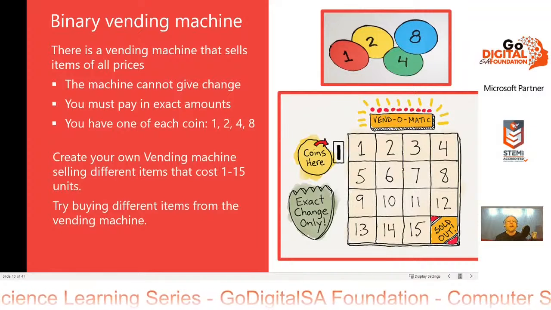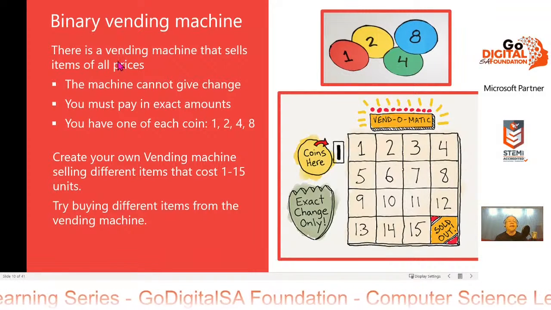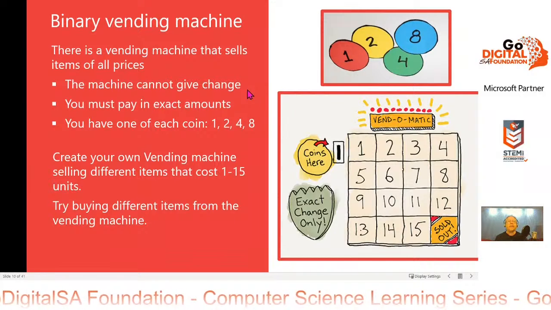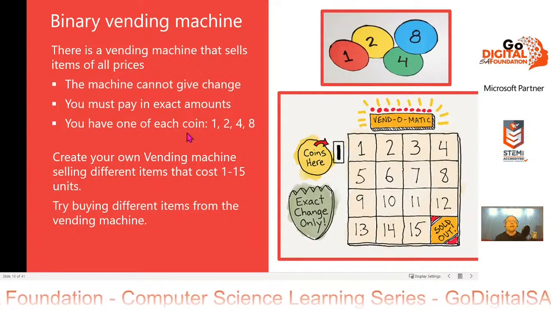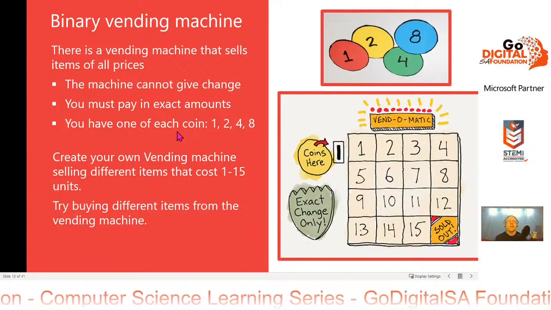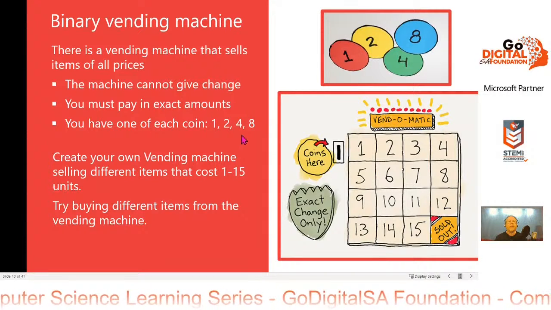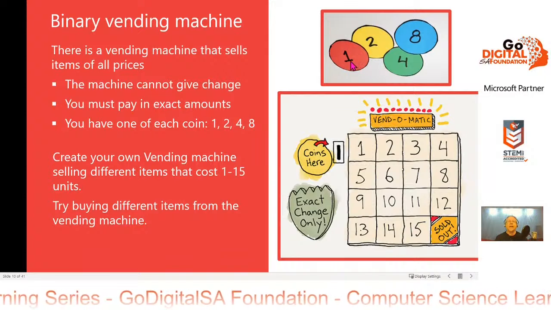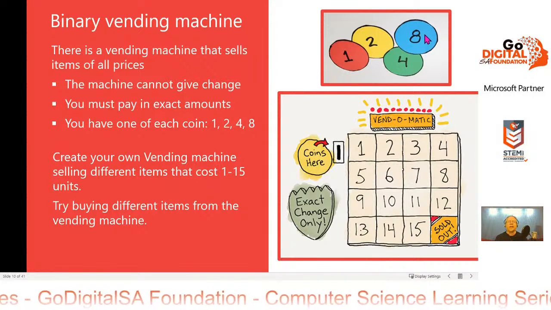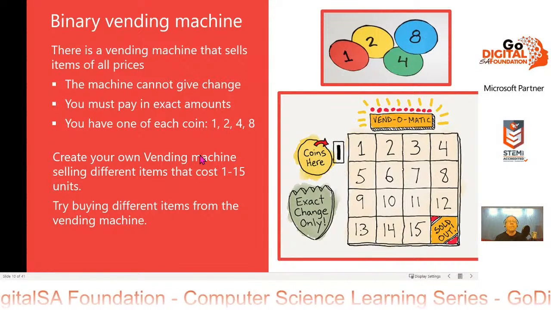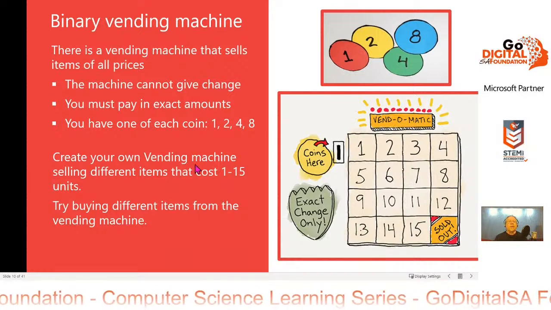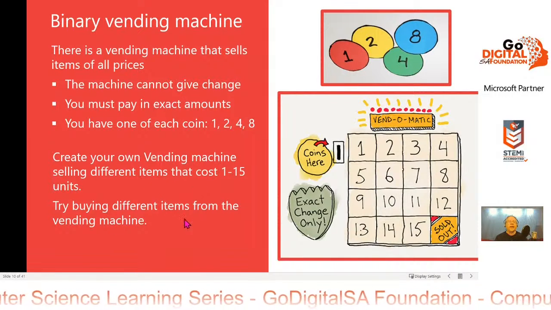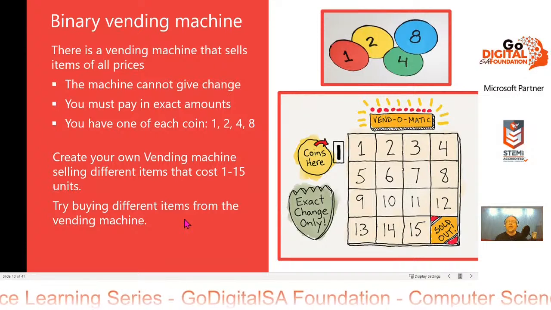So here we've got a binary vending machine. There's a vending machine that sells items of all prices. The machine cannot give change, so you must pay in exact amounts. You have one of each coin, 1, 2, 4, and 8 units. This is like 1 cent, 2 cent, 4 cent, and 8 cents, let's say. Create your own vending machine selling different items that cost 1 to 15 units. Try buying different items from the vending machine.